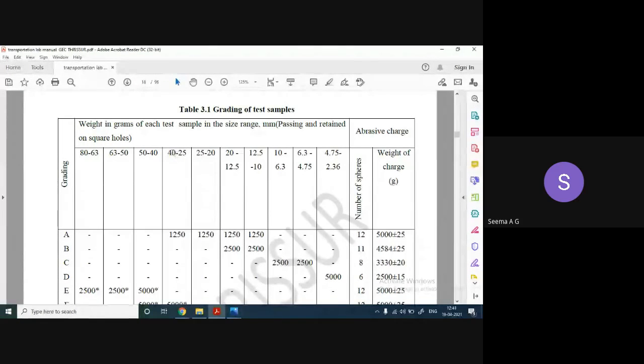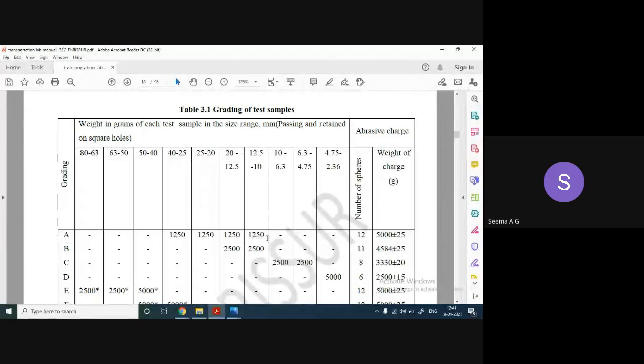in which the aggregates are divided into 4 parts. Aggregate passing through 40 mm sieve and retained on 25 mm sieve is 1.25 kg. Passing through 25 mm sieve and retained on 20 mm sieve is 1.25 kg. Again passing through 20 mm sieve and retained on 12.5 mm sieve is 1.25 kg. And again aggregate passing through 12.5 mm sieve and retained on 10 mm sieve is taken as 1.25 kg.